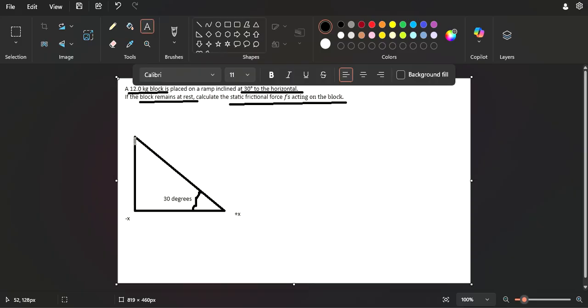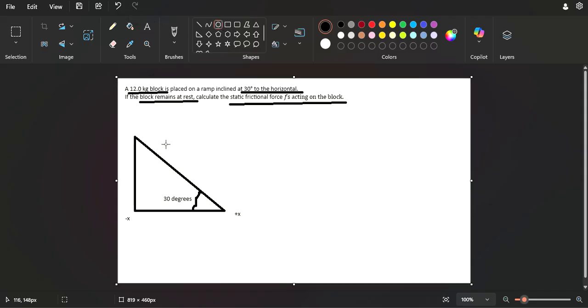So here the triangle represents the ramp. We will have to draw a block here, which will be denoted by a dot. So there we go. So that is our block. So our FBD, now we'll start drawing our forces.